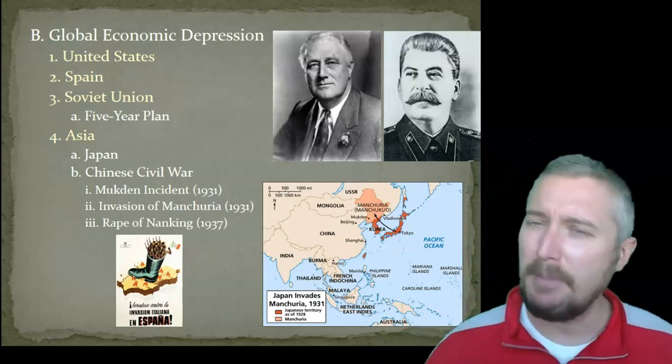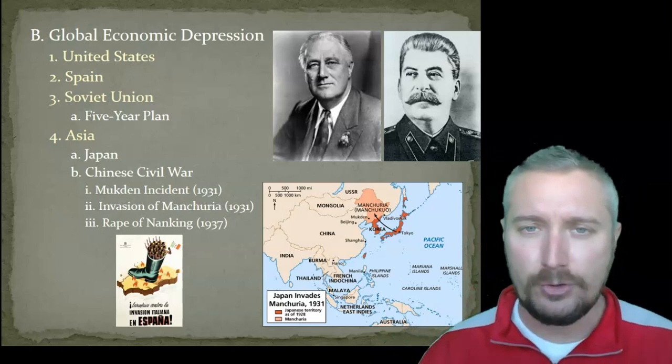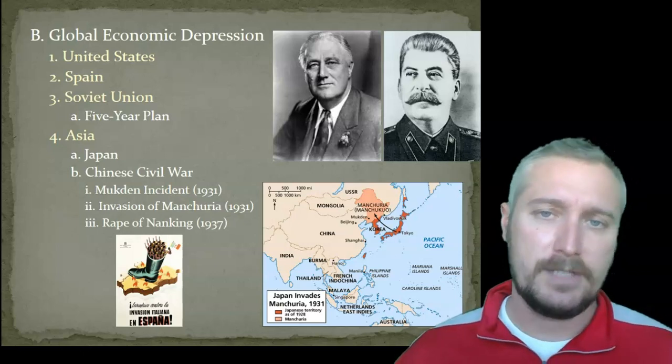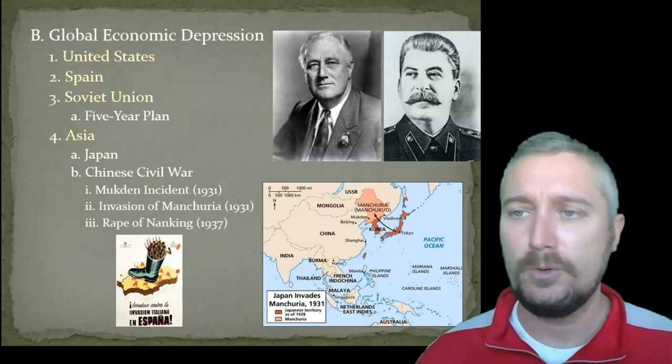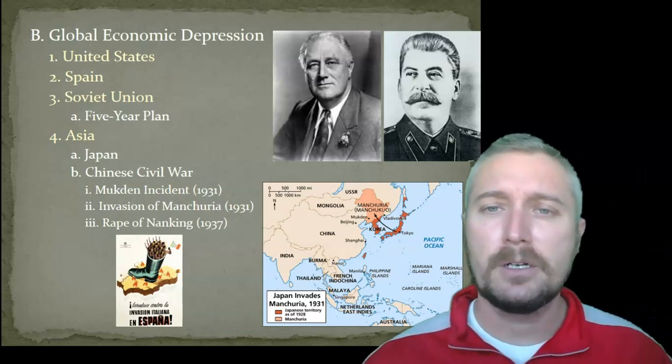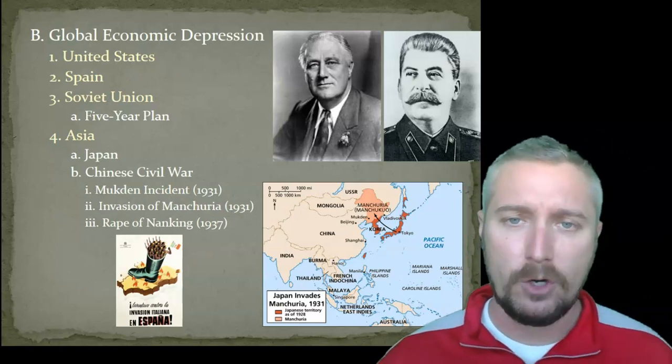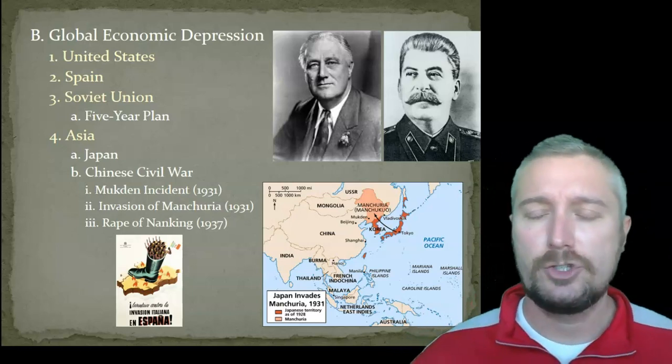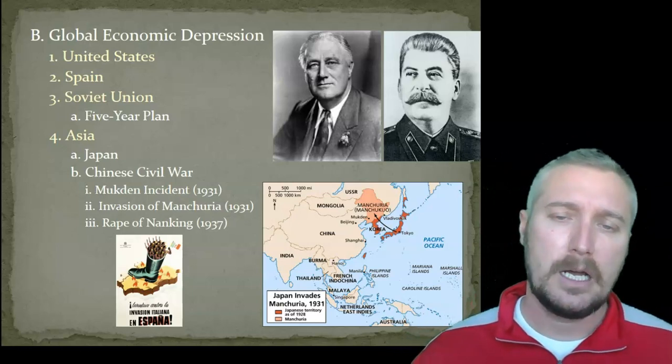Joseph Stalin, and by the way, time out, I do want you to know the leaders of these countries. It's very important you know who the leaders are because I'm going to be discussing them quite a bit. So we've already mentioned a couple here, FDR for America, Franco for Spain, and then Joseph Stalin for the Soviet Union.